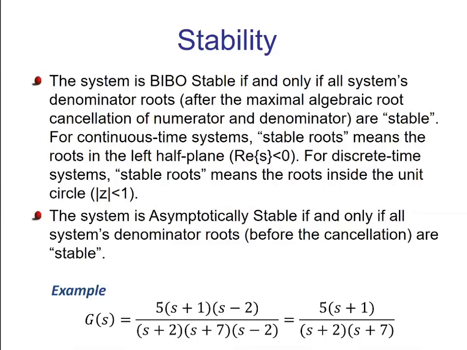Now, if I'm canceling s minus 2, obviously the rest of the system, which is 5 times (s plus 1) divided by (s plus 2)(s plus 7), is stable, right? The poles are at minus 2 and minus 7. So it's BIBO stable. But since the original system had this unstable pole, the system is not asymptotically stable in that case. Questions? This is just an example of BIBO stable and asymptotically unstable.